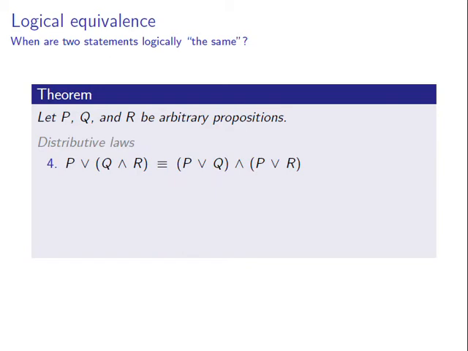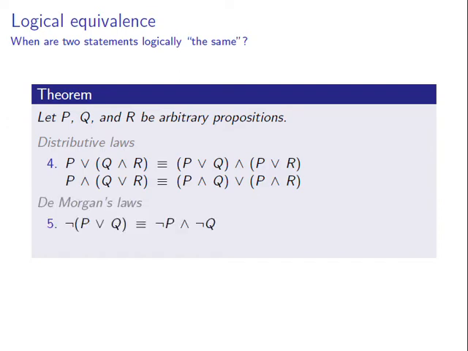The statement either P or (both Q and R) is equivalent to the statement either (P or Q) and (either P or R). The statement P and (either Q or R) is equivalent to either (both P and Q) or (both P and R). These are the distributive laws. Note that in these cases, the grouping symbols are required.